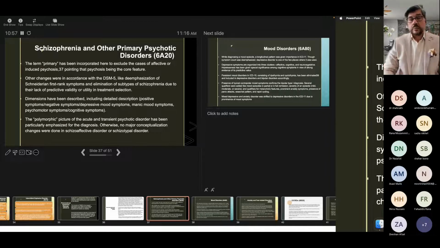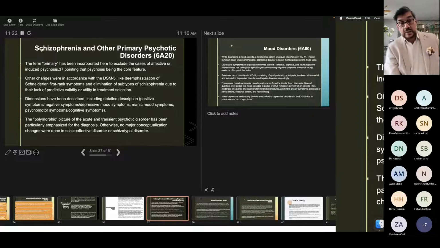Dimensions have been described, including detailed description of the positive symptoms, the negative symptoms, the depressive symptoms, the manic or mood symptoms, the psychomotor symptoms, and cognitive symptoms, which were not considered in the beginning of the classification system.